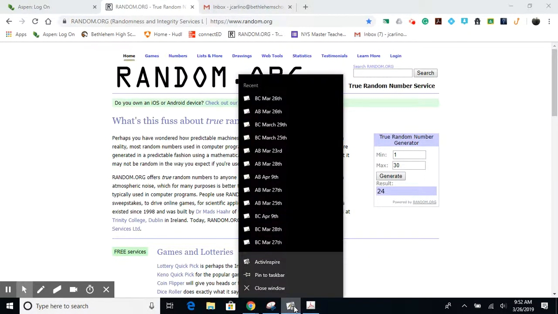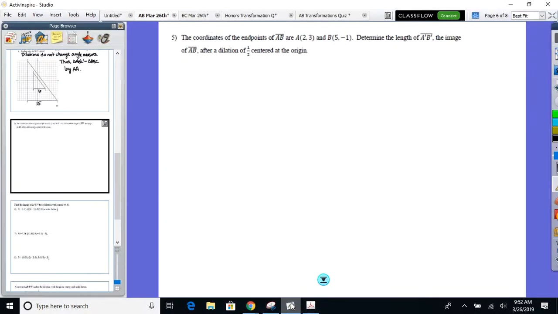24 again. Why don't we finish this? What did you guys get for your distance? 2.5, yep. So the distance A prime, B prime, no matter how you did it, is 2.5. Anybody having issues either way getting 2.5?